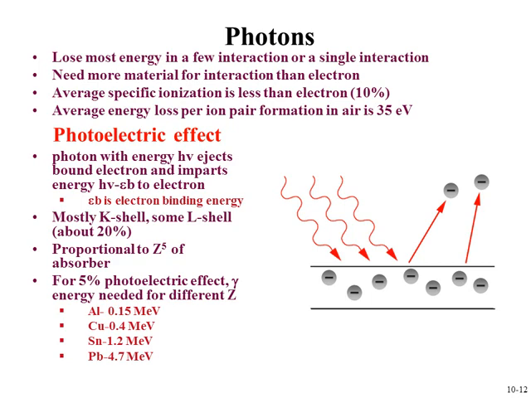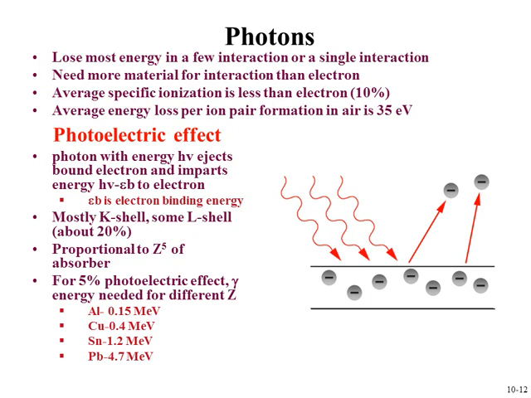Unlike the previously described charged particle interactions, photon interactions with matter vary. They have some different properties. One of these being that photons can lose most of their energy in a few interactions or a single interaction. You also need more material for interactions than an electron, or for charged particle for that matter. And the average, similar to the other reactions, however, the average energy loss per ion pair formation is about 35 electron volts in air. Photon interactions with matter can be divided into 3 areas.